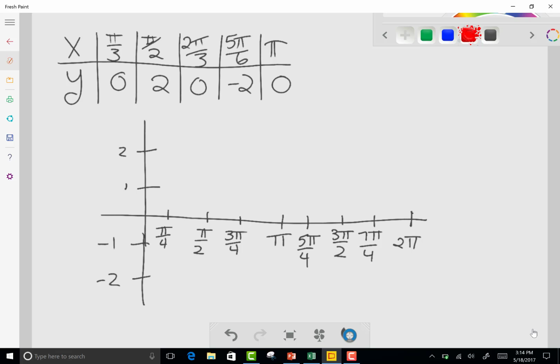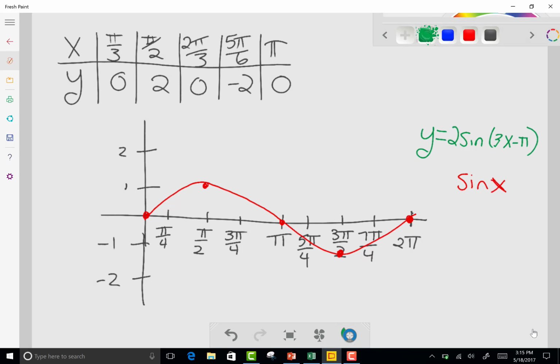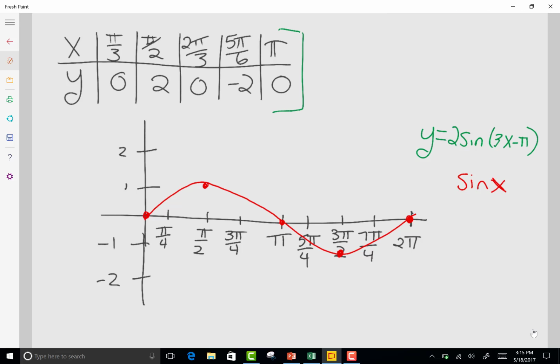My mother function, sine x, typically starts here. At pi over 2, I reach my maximum at 1. Then at pi, I come back down to 0. Then at 3 pi over 2, I'm at -1. And then at 2 pi, I come back up to 0 again. So this is my mother function, sine x in red. Our new function, I'll do that in green. That was y is equal to 2 sine 3x minus pi. Okay, that's these points right here, my new function.